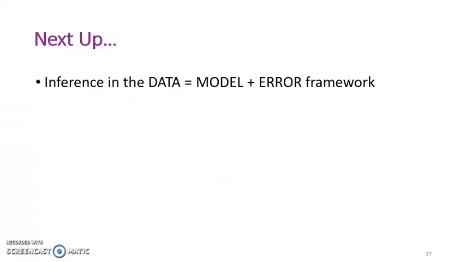This concludes the lecture on NHST steps. In the next lecture, I'll describe the concept of inference in our course framework.